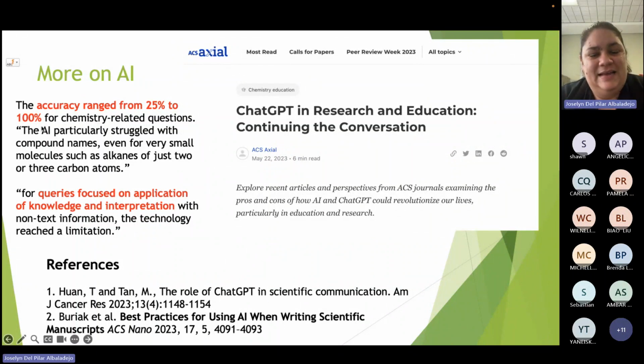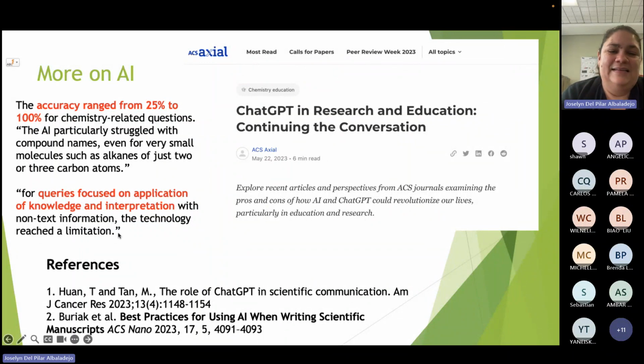From those studies, you can see that one of the things they did to test these engines was to ask them chemistry-related questions and see how accurate they are. In one study, they found that ChatGPT had an accuracy between 25% and 100%. I keep saying photosynthesis, that was my doctoral degree. That's a huge range. It could be a 25% grade or a 100% grade. So that's something to be careful about.